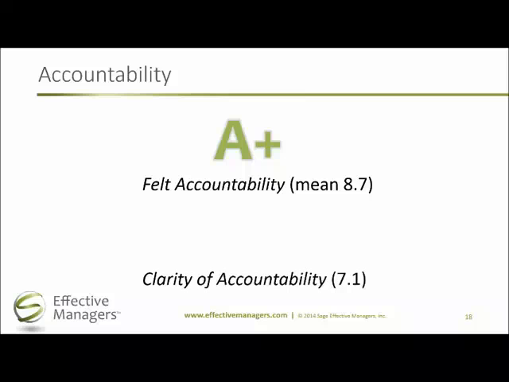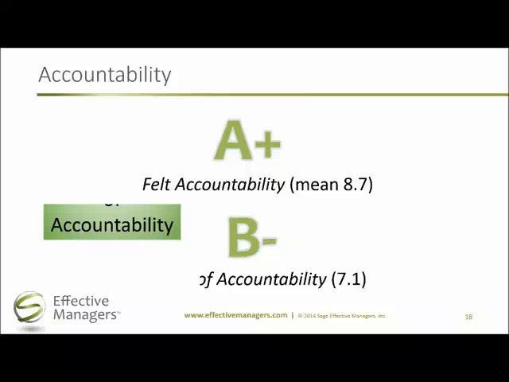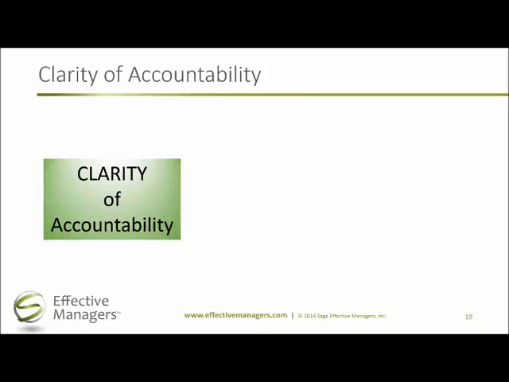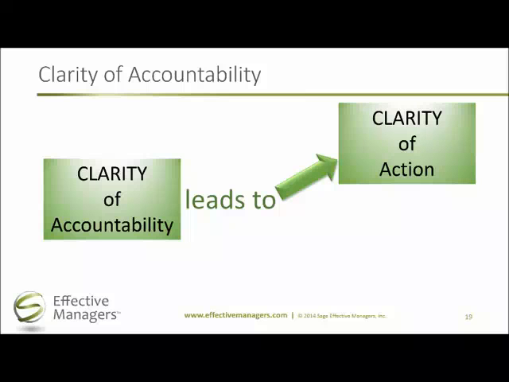That's pretty good. But the clarity of accountability dimension, at 7.1, scores a B-. So managers feel accountable for the work that they need to do, but they're not clear about the accountability that they have. A B- might not be bad in high school, but we owe it to our managers to be much better than this. That means 30% of managers are not clear about the accountability, and a larger proportion of them are not completely clear.